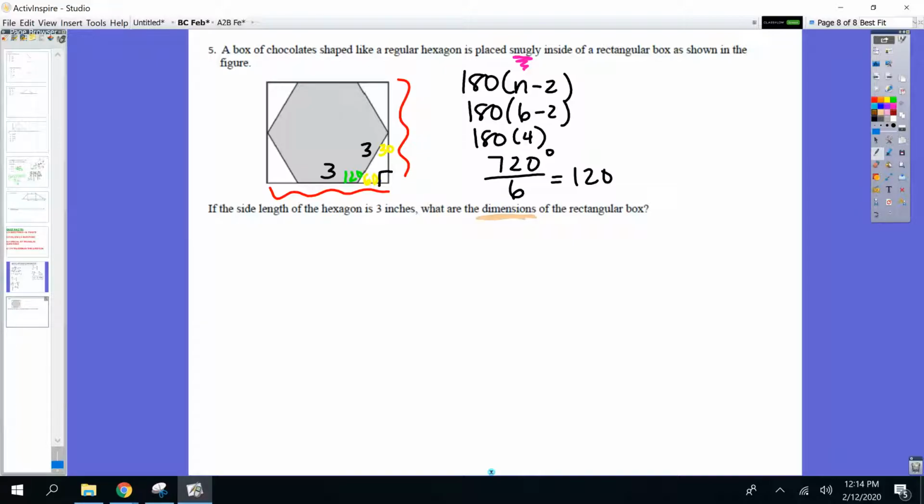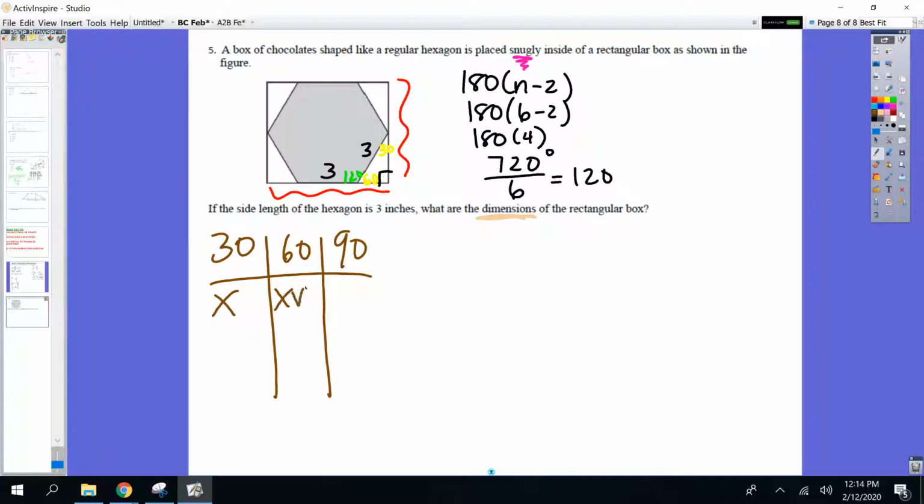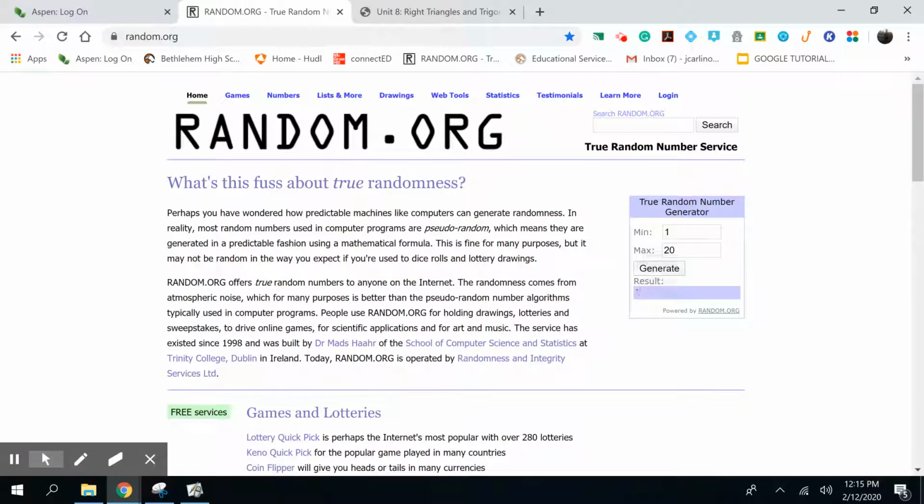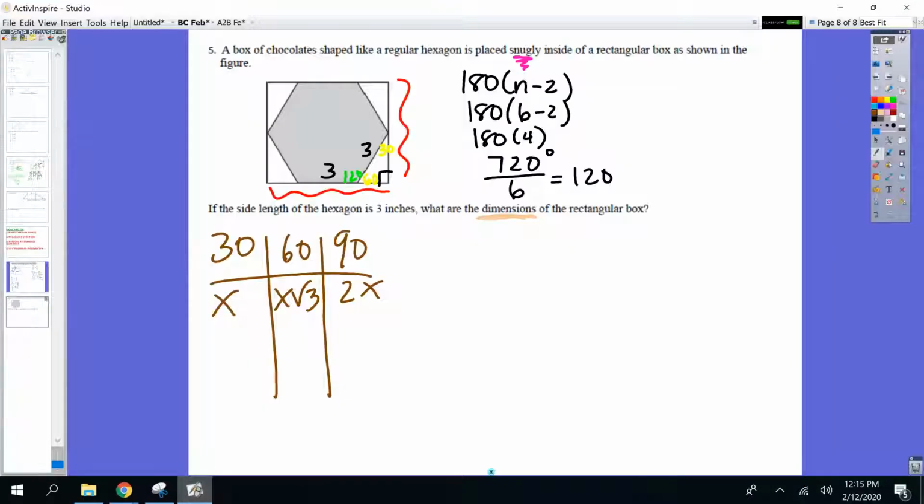It's a 30, 60, 90. I've asked somebody already. X, x radical 3 and 2x. I know a side length is 3. Where do I put the 3 in the chart? Where do I put the 3 in the chart here? Here you go, 17. Where am I putting the 3? Under the 90. Perfect.